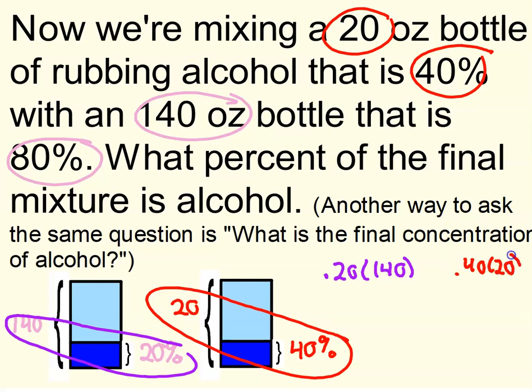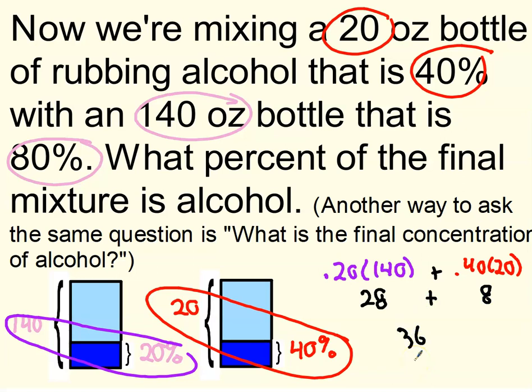Okay. So the purple is how much alcohol is in the first jar over here. This red is how much alcohol is in the second jar over here. Okay? And the total amount of alcohol is what we're going to get when we add these together. So 20% of 140 is 28. 40% of 20 is 8. When we add those together, we get 36 ounces of alcohol.